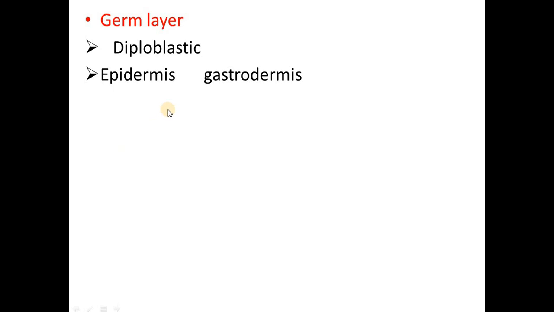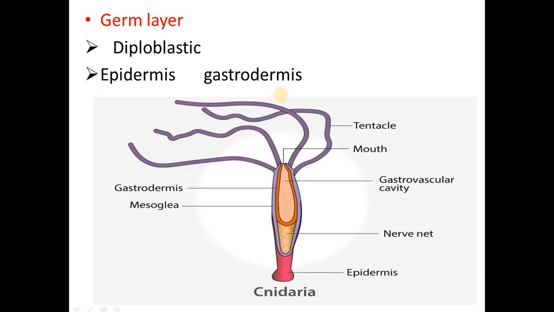Germ layers. Coelenterates are diploblastic in nature. That means two germ layers, ectoderm and endoderm, are present, which form the epidermis and gastrodermis. With the help of the diagram, this is the epidermis and this is the gastrodermis. In between the epidermis and gastrodermis is the gelatinous mesoglea, which is not considered a true layer. Hence, they are termed diploblastic.